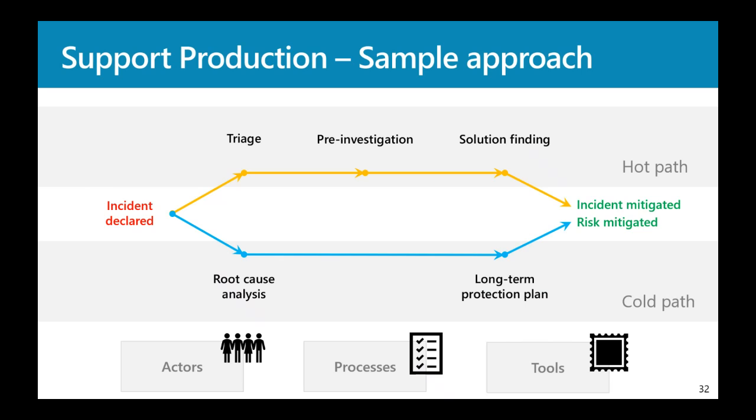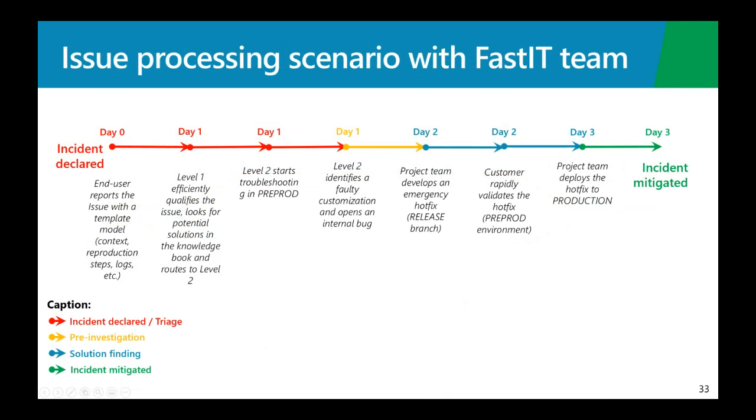So to establish all of this in a smooth way, you should have the right actors in place, and you should also have the processes defined, including also the description of the tools to use. I want to illustrate this a bit more in a sample. So I have a sample of fast IT and slow IT. So first of all, a fast IT team.